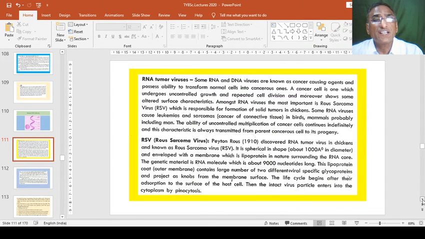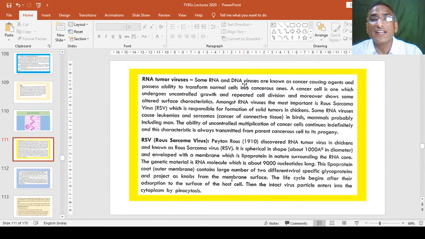Now, RNA tumor viruses. RNA has different structures, but mostly it is found in viruses. So tumor virus, retrovirus, HIV virus, then Rous sarcoma virus. There are so many viruses. What the arrangement is, we will see in RNA tumor viruses.